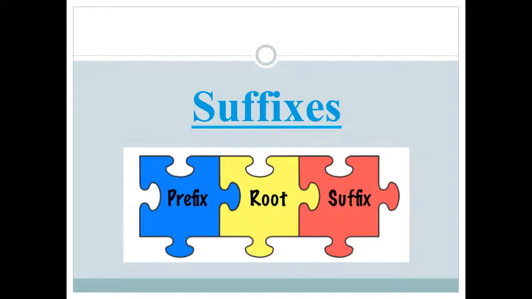About suffixes. Suffixes usually change the meaning of the root. These are types of suffixes. We have nominal suffixes, adjectival suffixes, verbal suffixes, and adverbial suffixes. For more information or explanation about suffixes, click the word suffixes on the screen.